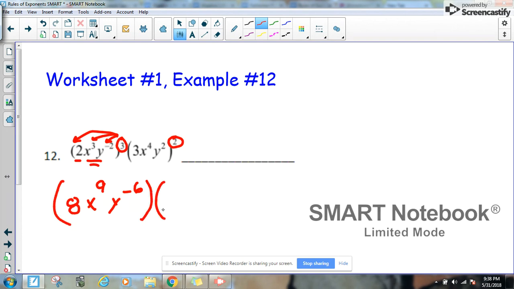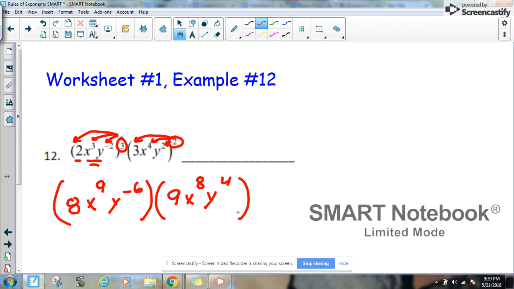Next set of parentheses, you do the same thing. You need to raise the 3, the x to the fourth, and the y to the second, all to the second power. 3 raised to the second power is 3 times 3, which is 9. X to the fourth raised to the second power is multiplication of exponents. 4 times 2 makes 8. Y to the second power raised to the second power is another multiplication of exponents, which is y to the 4th power.